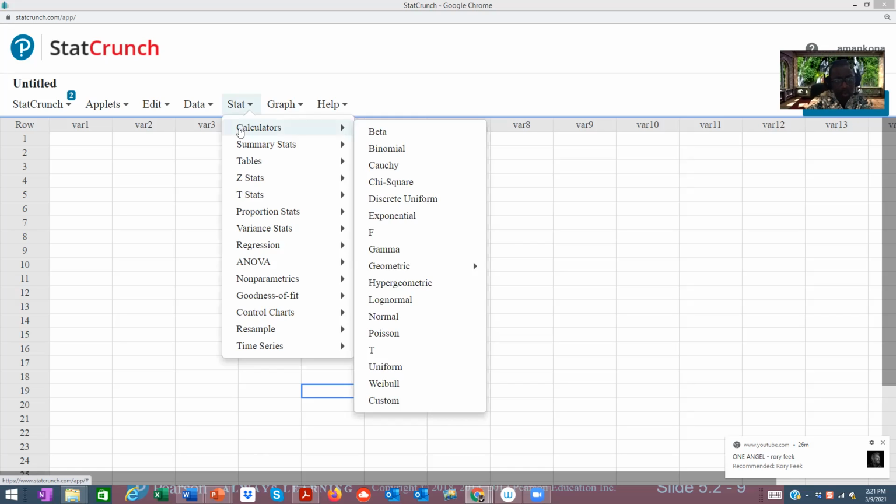Now under the calculators, we have different distributions. We have beta, binomial, normal, and then T, the Poisson, and others. In this class, we will concentrate on just three of them: binomial, the normal distribution, and the T distribution. The normal and the T will come later in chapters 6 and 7, respectively. But for now, calculators, and then you select what?